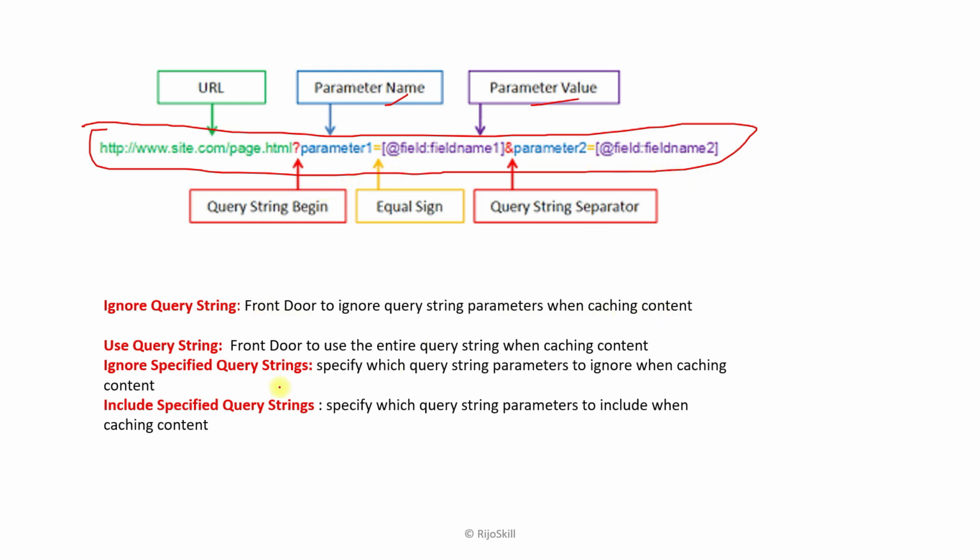If you select this one, they will not save your query string. Use query string means Front Door will keep your query string. Whatever you are searching, they will keep your query string in the Azure Front Door.